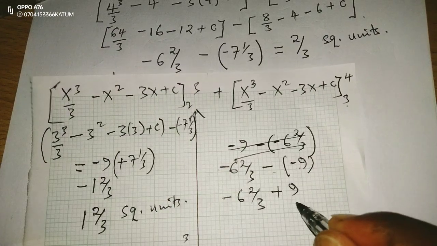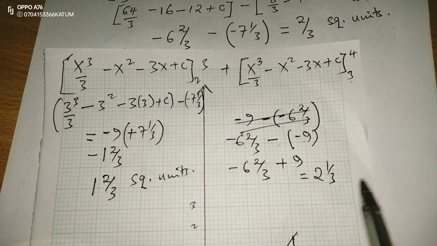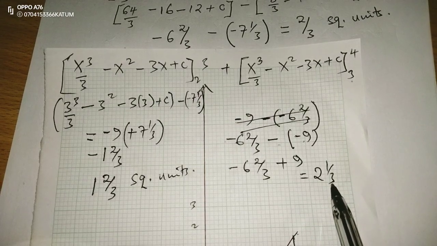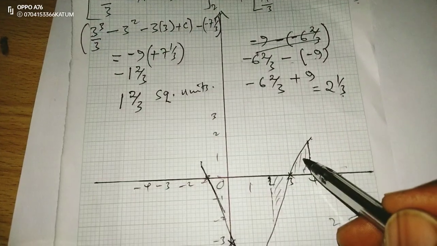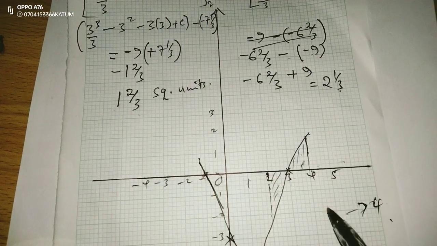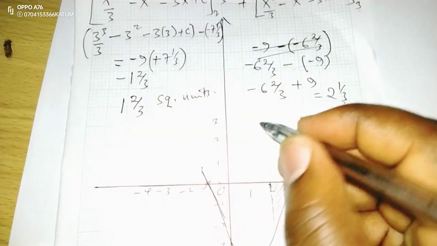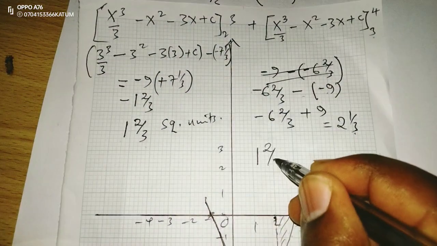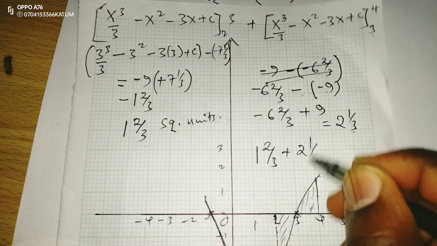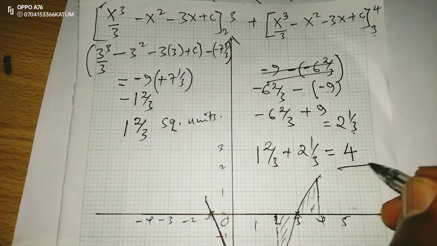And this is 2 and a third. So we have 2 and a third square units above the x-axis and 1 and 2/3 square units under the x-axis. So when we add the two now to get our area, we'll have 1 and 2/3 plus 2 and a third. This will give us exactly 4 square units.